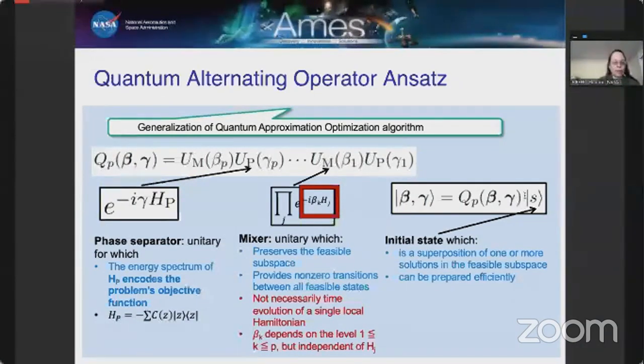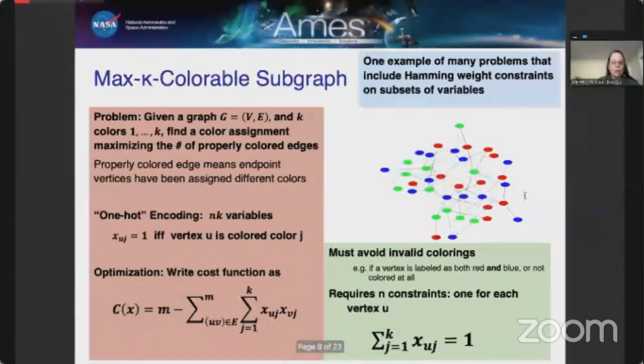You will always want to start the system in an initial state, which is a superposition of one or more feasible subspaces and can be prepared efficiently. So you want to start in the feasible subspace. Just to give you more of a sense for this, there are many problems that have Hamming weight constraints on a subset of variables.